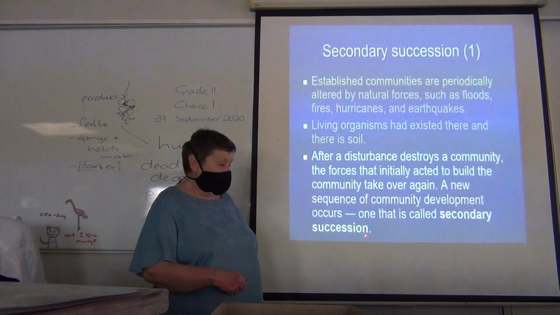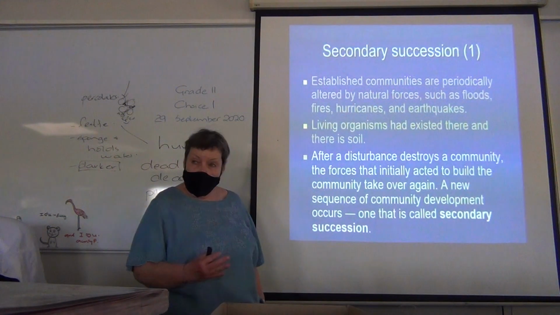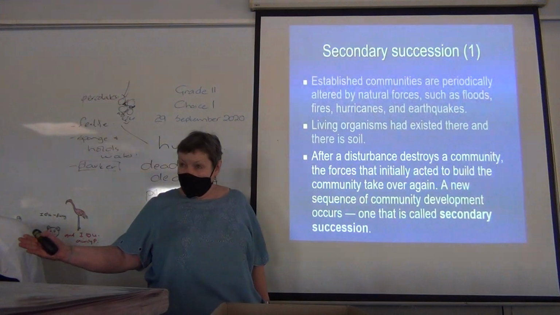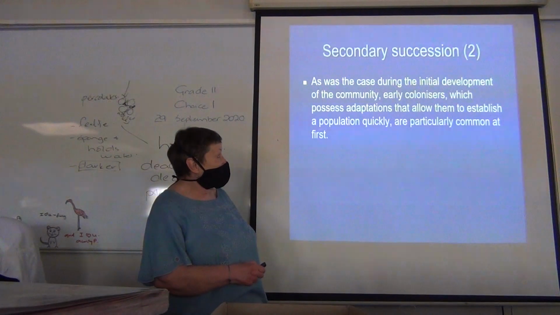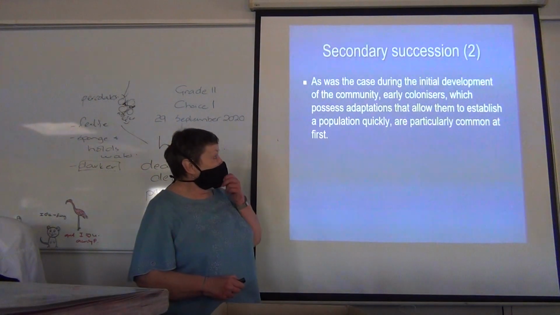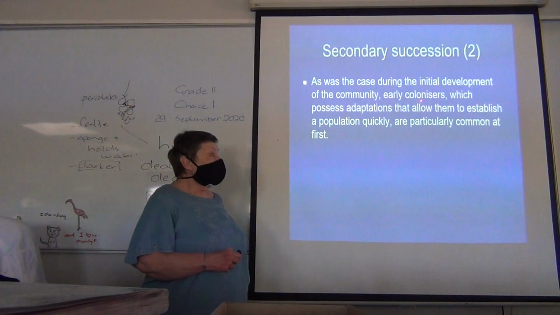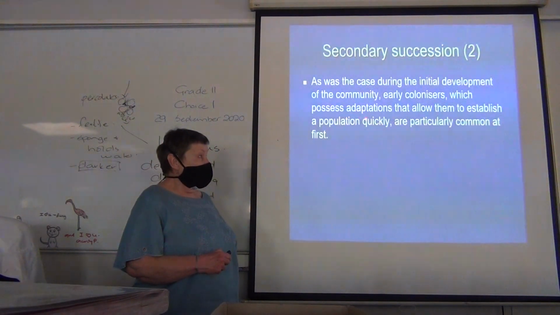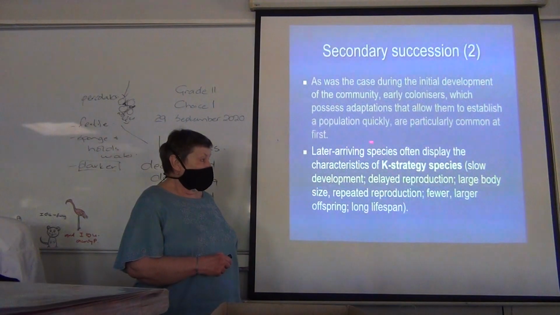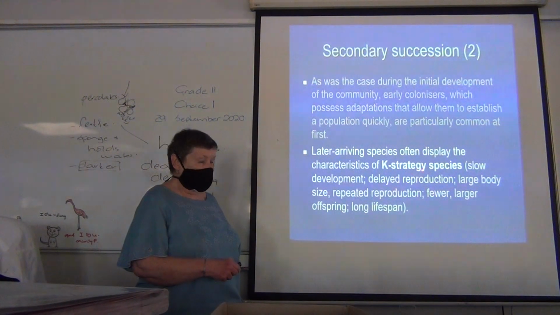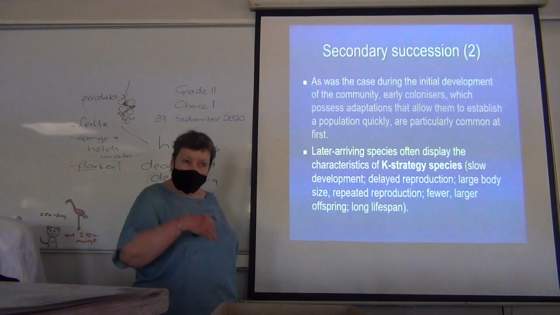a secondary succession occurs, and where a secondary succession starts depends on how far back it went when this force changed the community. Okay, so as was the case during the initial development of a community, you'll get early colonizers which have adaptations that allow them to establish a population quickly, and they're very common at first. And then you get later arriving species that generally have K strategy reproduction. A definition of K strategy reproduction.